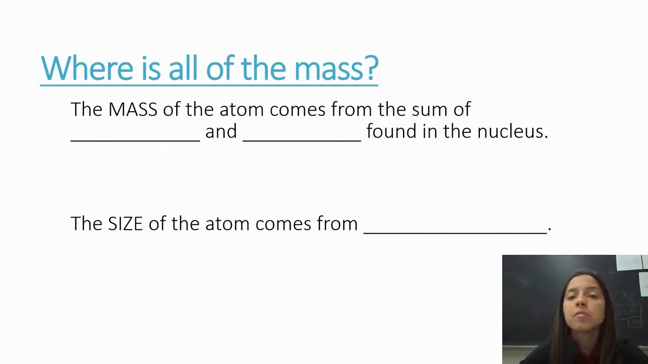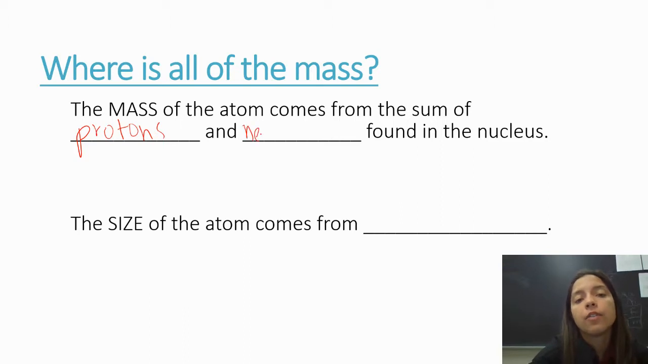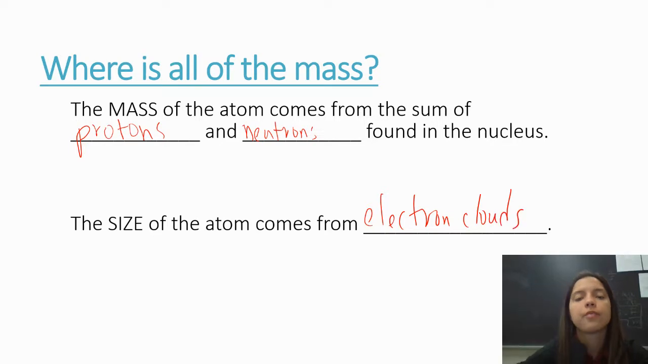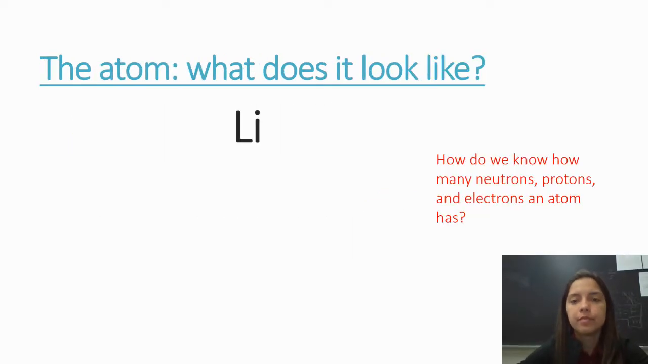Well, the mass of the atom comes from the sum of the protons and neutrons. Now, the size of the atom comes from the electron clouds. Okay, so what does it look like? How do we know how many neutrons, how many protons, and how many electrons an atom has?